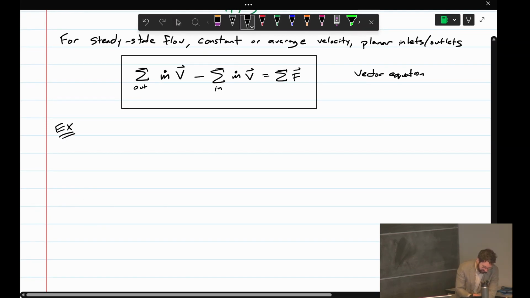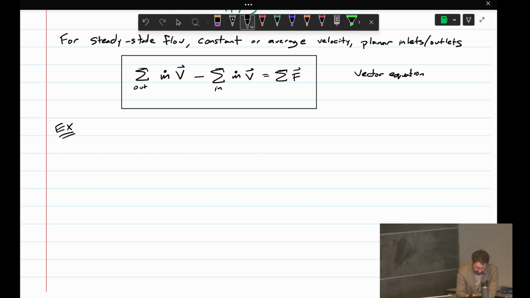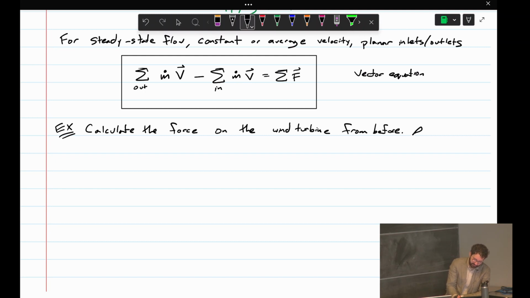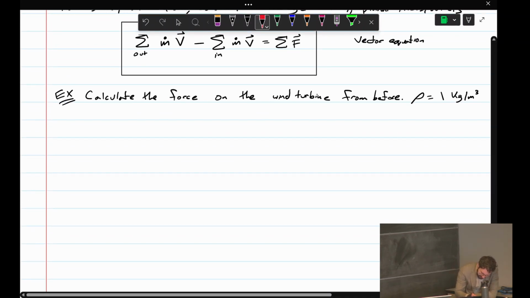We're going to take the same wind turbine stream tube example. And the example is calculate the force on the wind turbine from before. In order to calculate this force, we actually need the density now. We didn't need density when we did conservation of mass, because the density will cancel usually. So we'll take rho equals 1.